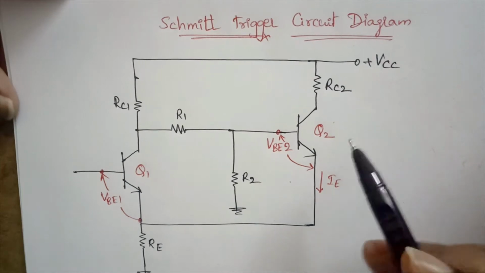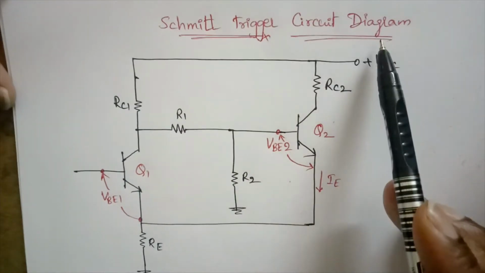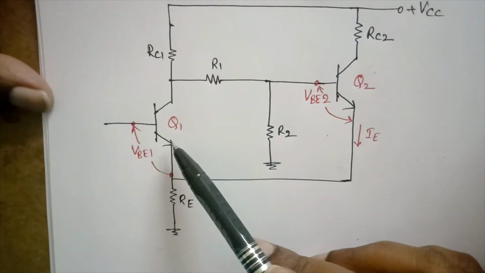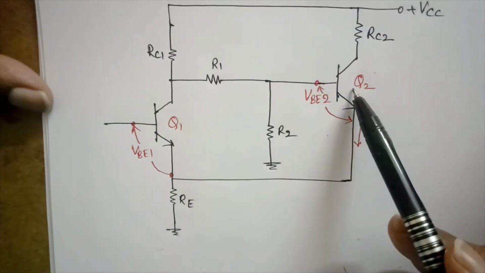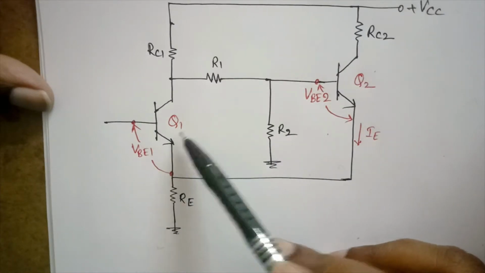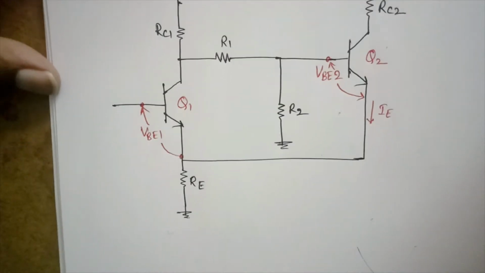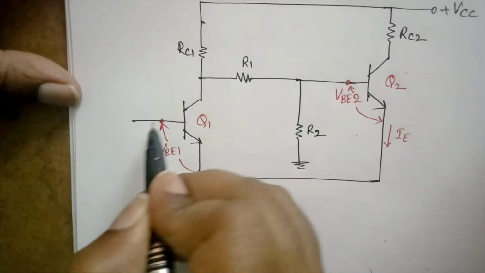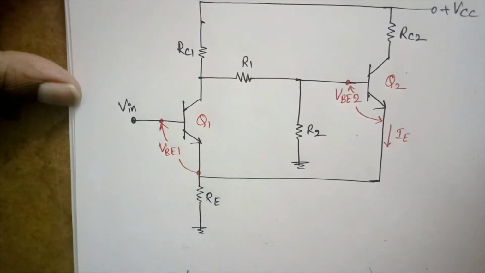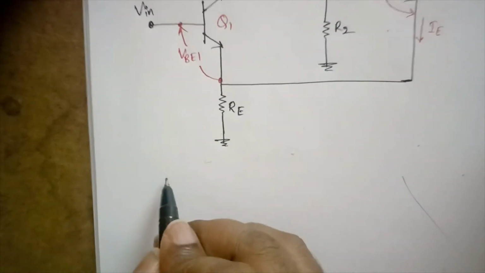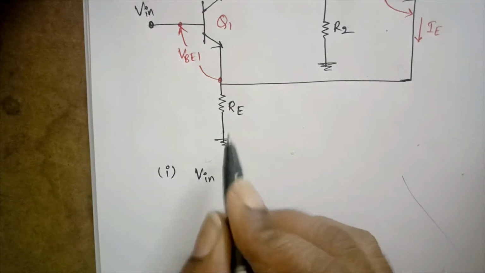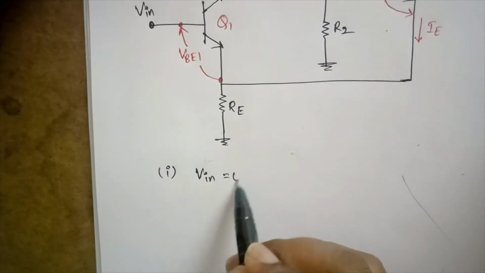Okay, let us see the Schmitt trigger circuit diagram. Here the Schmitt trigger consists of two transistors Q1 and Q2. Initially I am not applying any input, so I assume that the input at transistor 1 is 0.